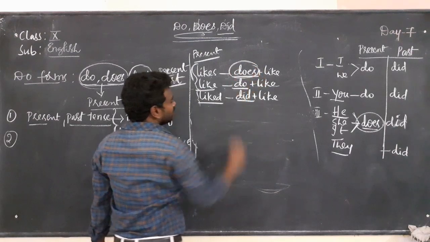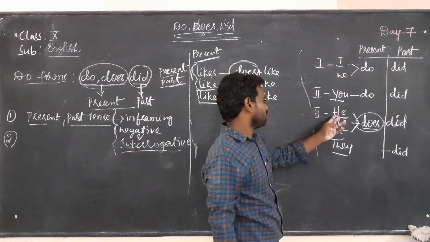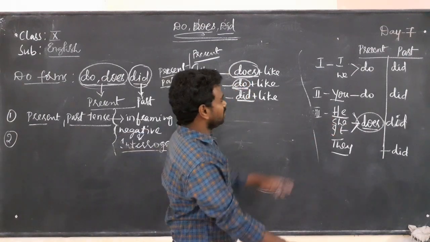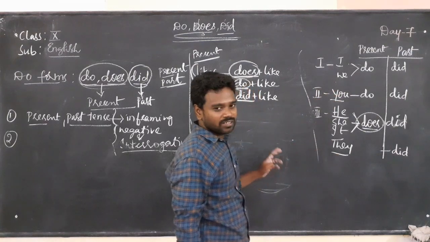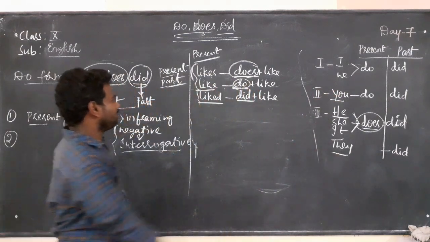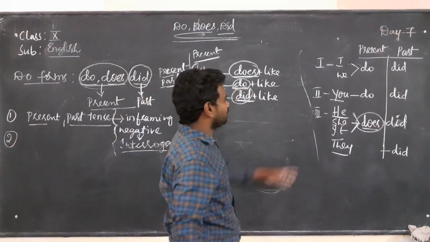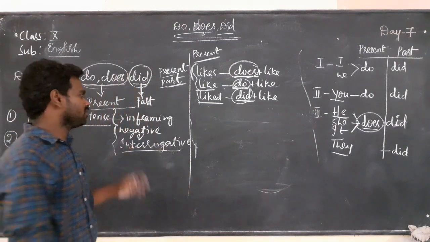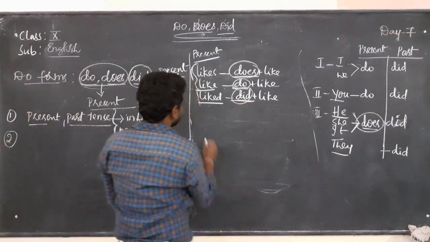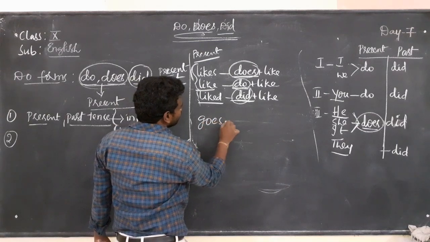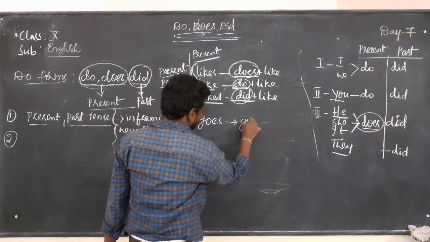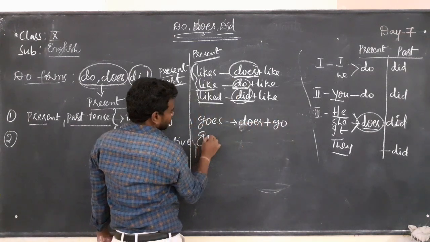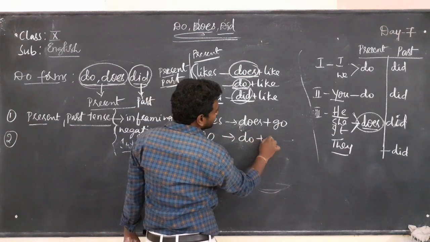When do we use does? We use does when the third person is singular. When do we use do? Right. So here I, we, you, they, these persons we use do. So when do we use did? Did is used for all the persons, whether it is first person or second person or third person, whatever it might be. For example, if I write go, goes means here, does plus go, right? Go means do plus go.